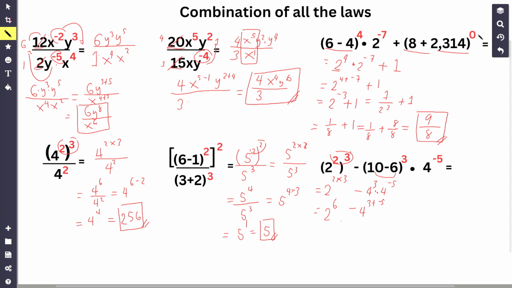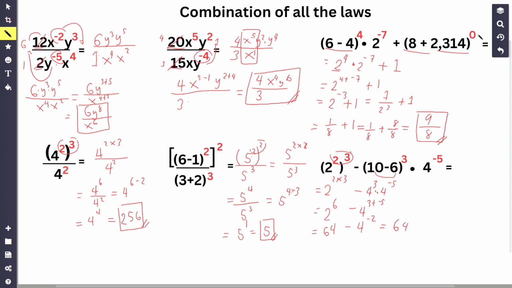What is 2 raised to 6? 2 raised to 6 is what? Because 2 times 2 is 4, 4 times 2 is 8. So 2 raised to 3 is 8. And 8 times 8 is 64. So this is going to be 64 minus, what is 3 plus negative 5? It's going to be 4 raised to negative 2, right? Okay, so now this will become what?